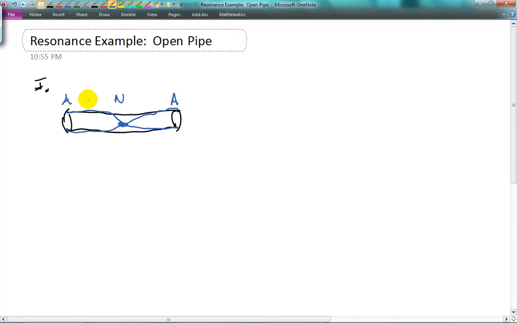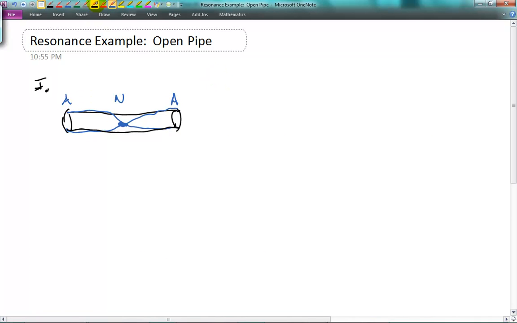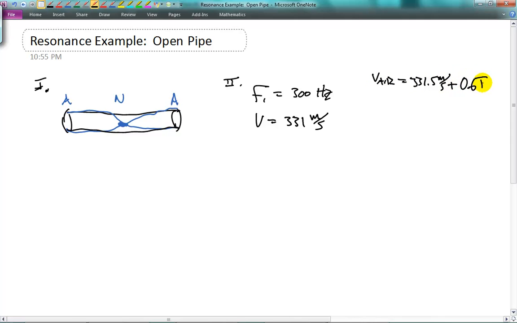Next, let's break down the information in terms of what's going on here. We're given that it has a fundamental frequency of 300 hertz. Fundamental just means that it's at the first harmonic. So let's call that f1 equals 300 hertz. We're also given that the speed of sound in air is 331 meters per second. That's its velocity. Normally we can use the speed of sound in air equation if we needed to. When it warms up, it's 331.5 meters per second plus 0.6 times T, which is the temperature in degrees Celsius. But I think in this case, we don't actually have to calculate how fast the air speeds up. And then we want to find the length of the pipe, which is the first question.